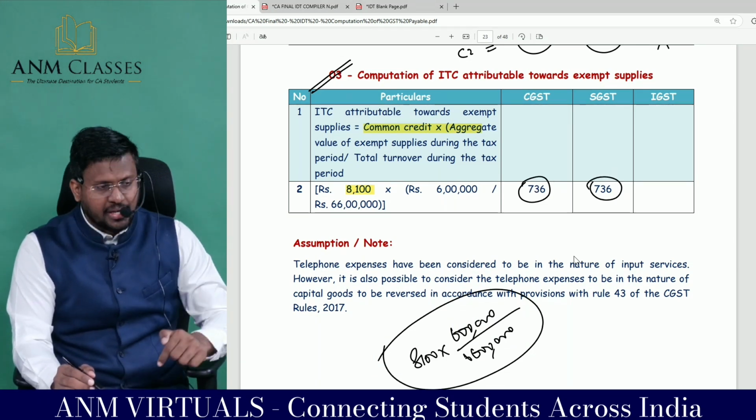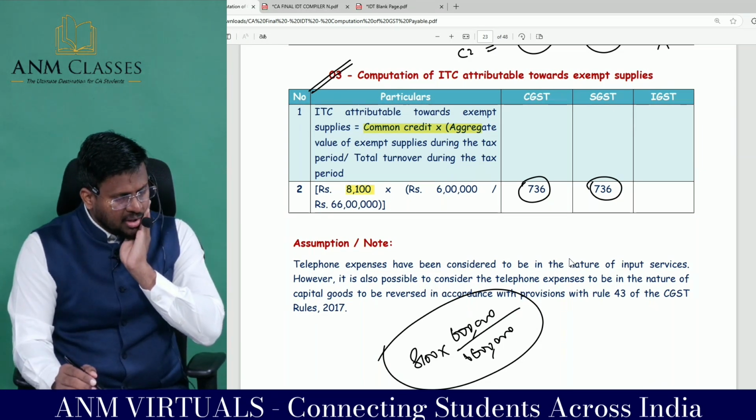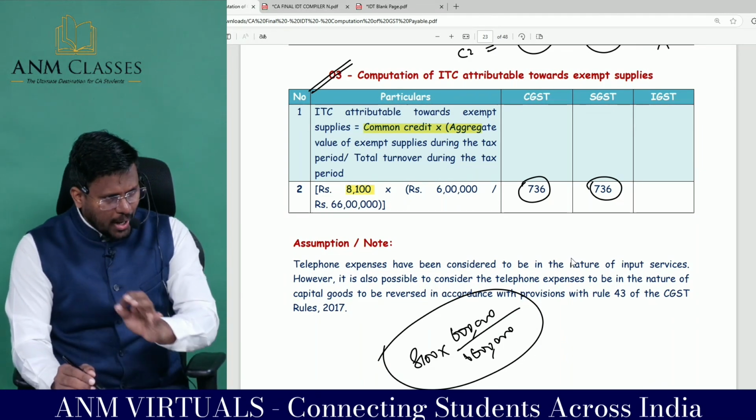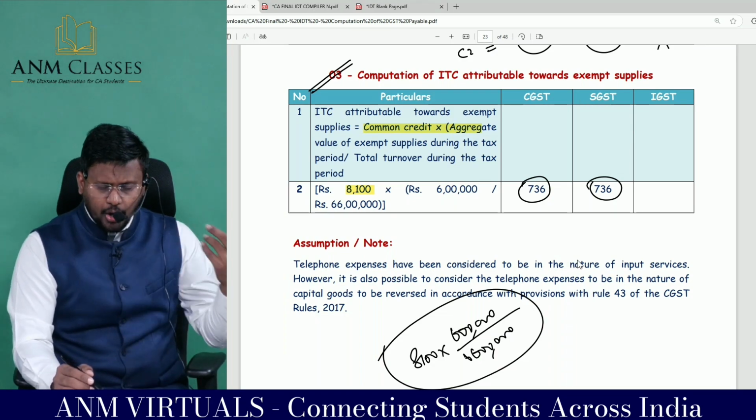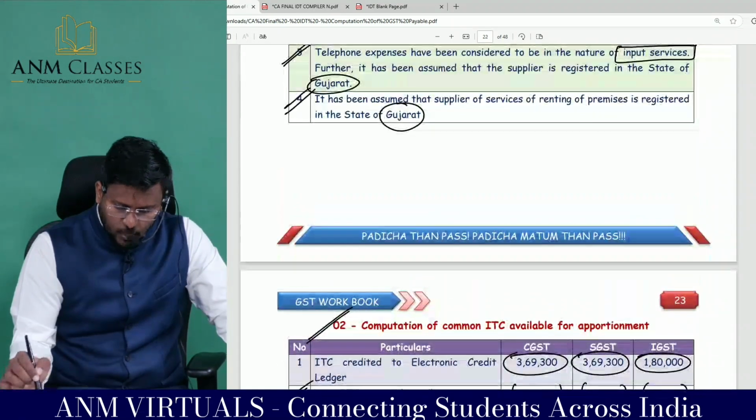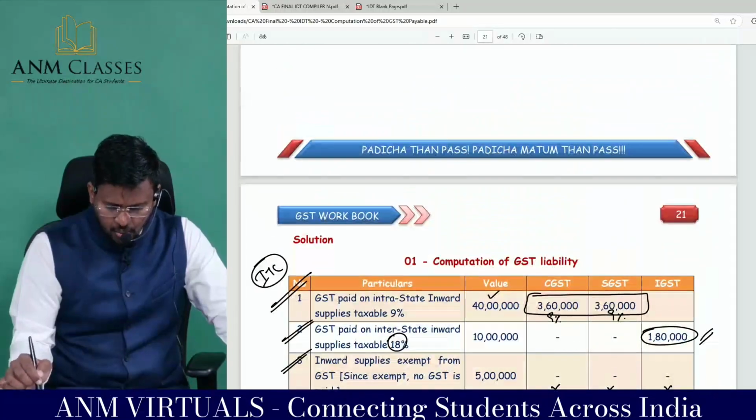This amount of ITC cannot be taken. This is ineligible. You have to add it to the output tax liability and you can claim 100% ITC, or you have to reverse this amount from the electronic credit ledger, which is how much rupees?